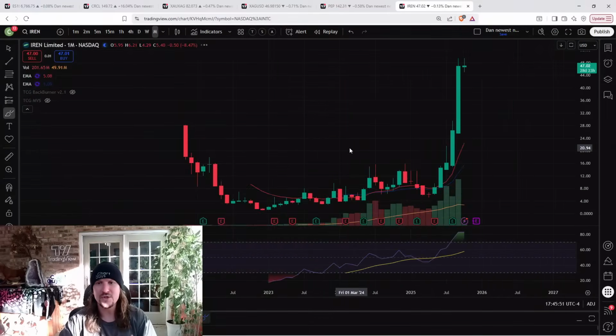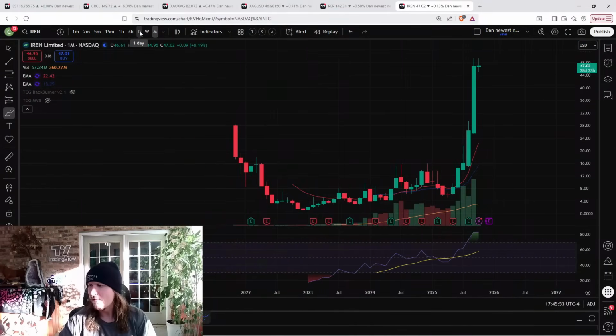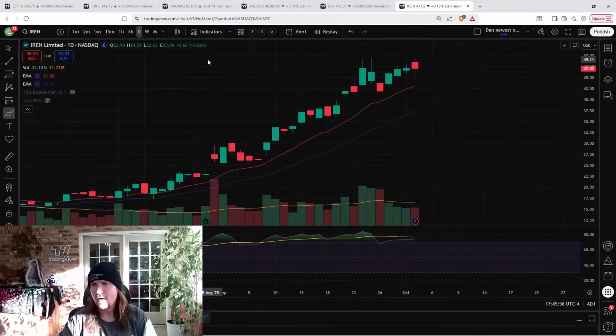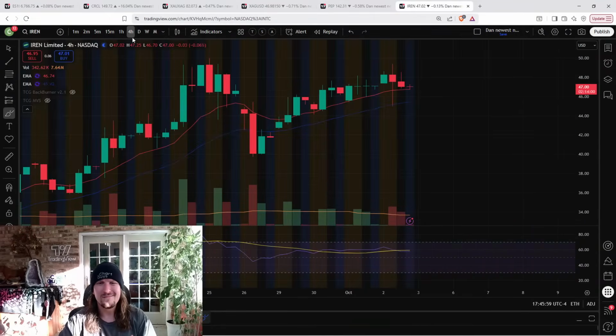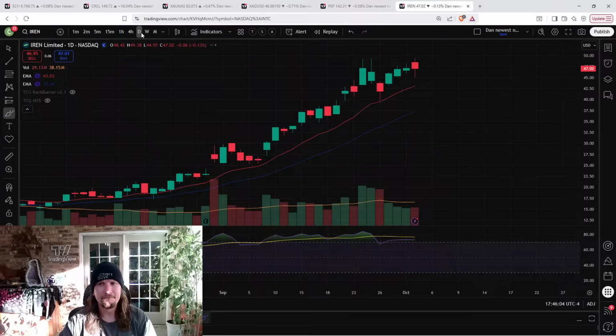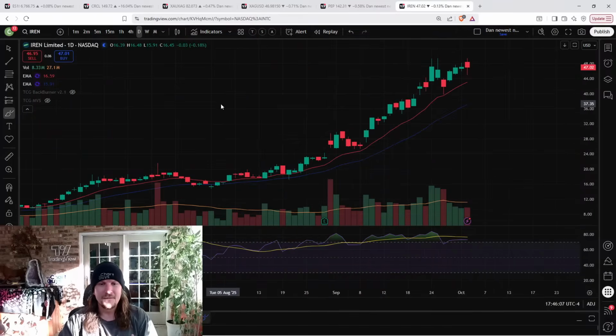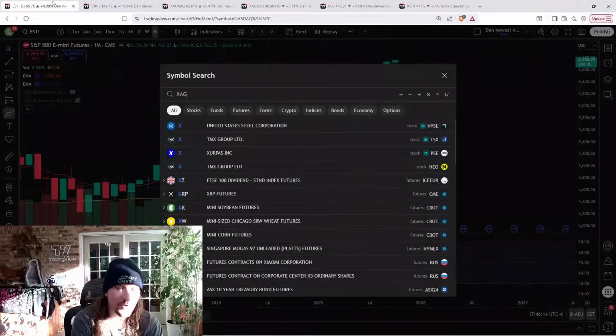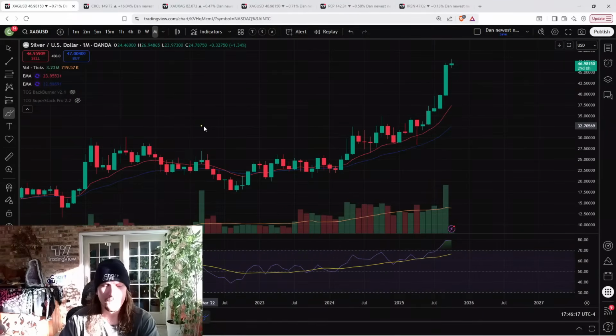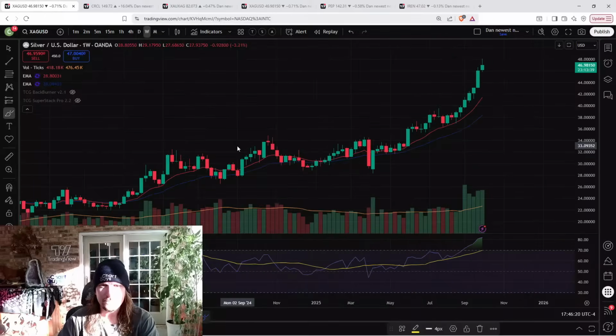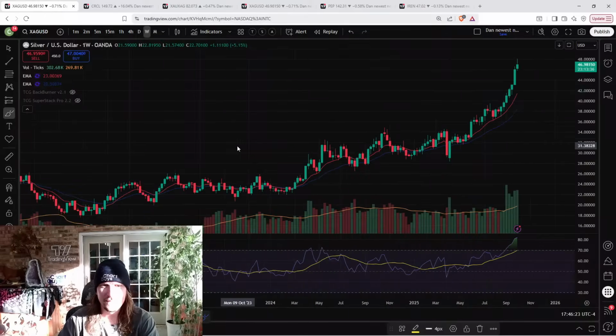IREN has been a monster. It's not a cup and handle. Okay, maybe. I see what you're looking at. On something that's just been running this hard, I like to look for a cup and handle on something like silver when it's trying to break out. Now I got to find it. I forget where it was.